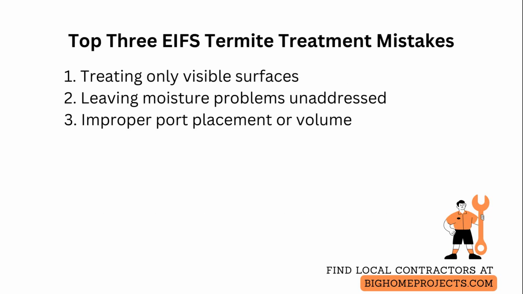Homeowners and contractors commonly miss 3 things that reduce long-term success. First, people often treat only visible surfaces and not the cavity. Always inspect with a borescope and inject through ports to reach hidden galleries. Second, moisture problems go uncorrected and continue to attract termites. Fix flashing, drainage, and seals before or immediately after chemical treatment.